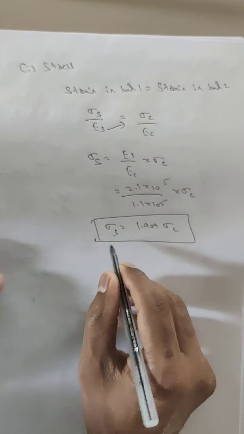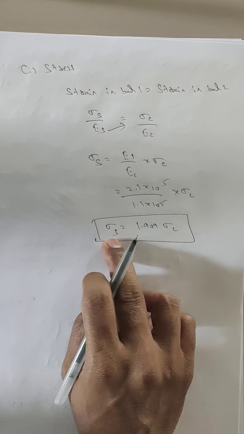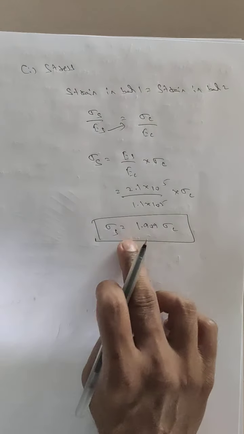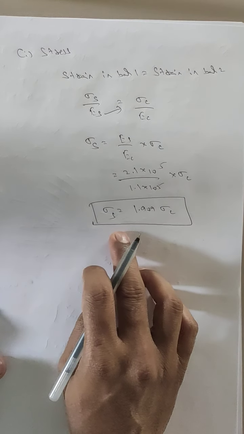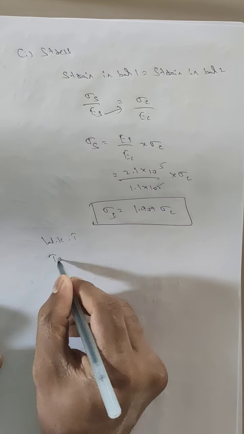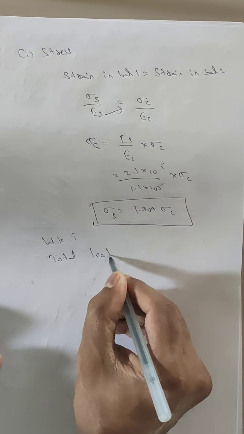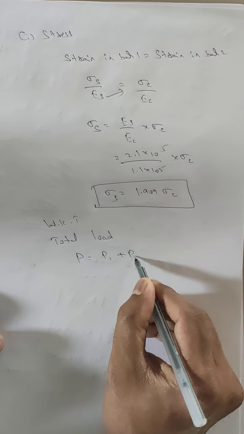So sigma S we have got in terms of sigma C, but we have to calculate either sigma S or sigma C to find out the stresses. Why? Because he is telling us to find out the stress. Now if you want to calculate the stress, we know that the total load, I'll write as P, is equal to P1 plus P2.